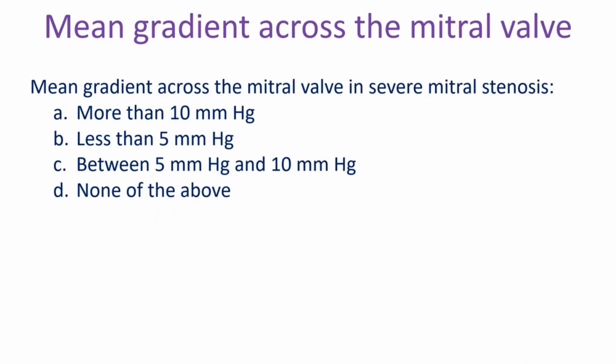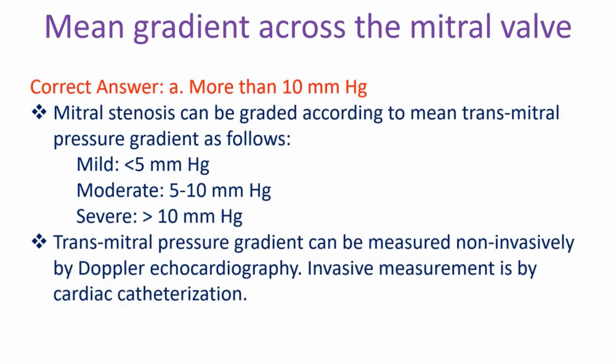Mean gradient across the mitral valve in severe mitral stenosis: A. More than 10 mm of mercury, B. Less than 5 mm of mercury, C. Between 5 mm of mercury and 10 mm of mercury, D. None of the above. Correct answer A. More than 10 mm of mercury.